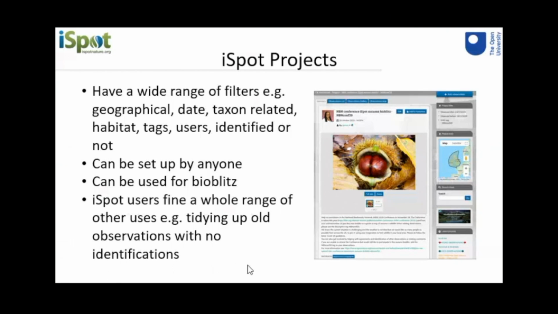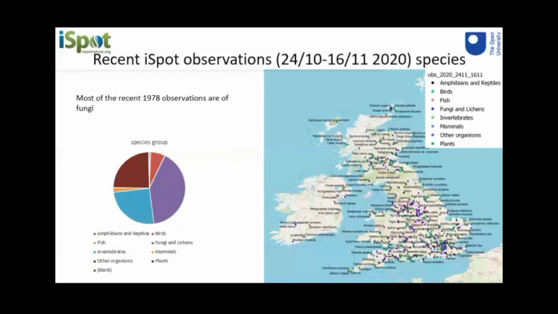So, Janice, if you move, yeah, okay. So here are the observations in this time period. So this is all the iSpot observations, not just the BioBlitz ones. In this time, 24th of October to the 11th, so 16th to 11th, there's about 2,000 observations.